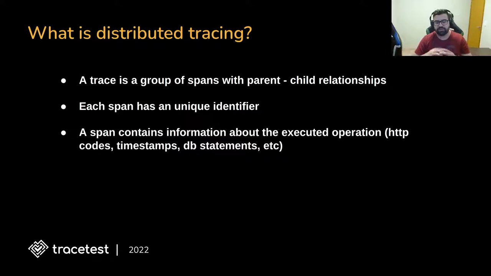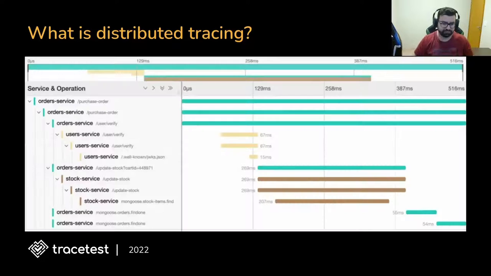Another thing is that our span has two timestamps, one for its start and one for the end. So for each span, we know the duration of it. The nice thing is that because a span is related to our operation, the time of the span is basically the time of the operation. So if you know the duration of a span, you know how long it took for that operation to run.